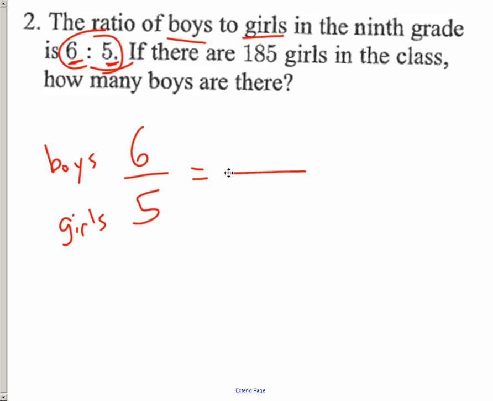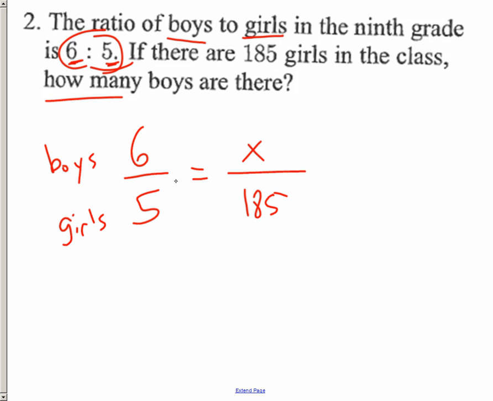Now, I'm going to set up a proportion over here, and I'm going to take the rest of the information they give us. If there are 185 girls in the class, how many boys are there? Well, that how many means I don't know how many boys. So this whole top row is boys. This X is what's missing. I do know that there's 185 girls, and the whole bottom row should be girls. There's 5 girls here, 185 girls there.